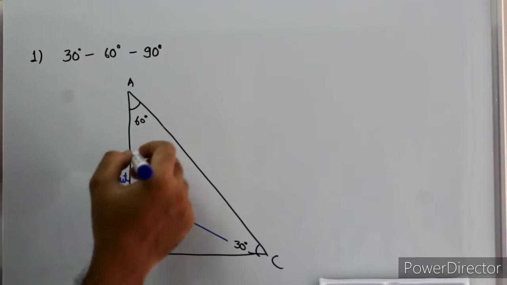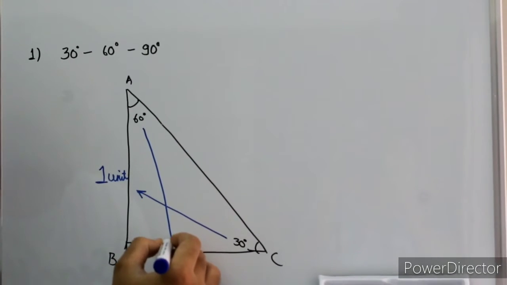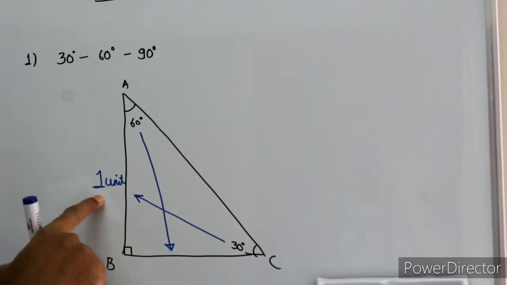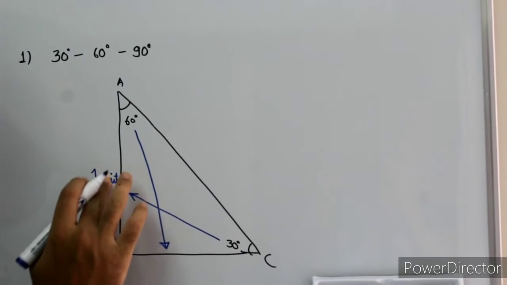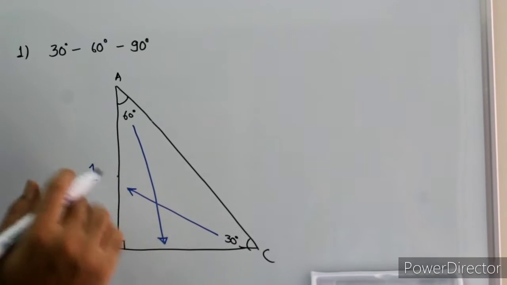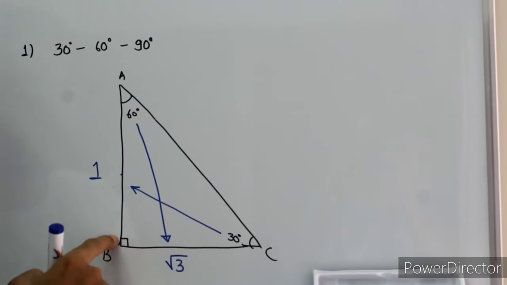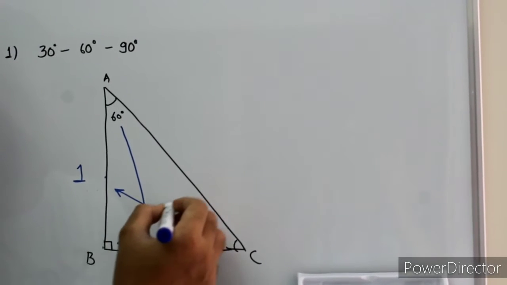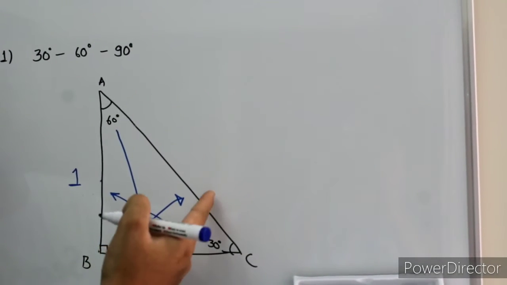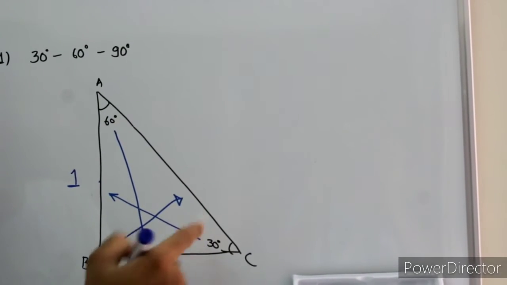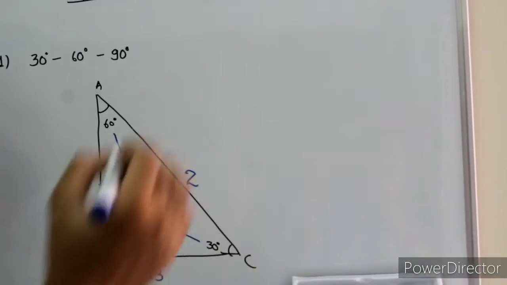So the side opposite to angle 60, which is BC, will be root 3 times of 1. Root 3 times of 1 is root 3. And the side opposite to 90, which is this side, is 2 times of 1, 2 times of the side opposite to 30. So that will be 2.